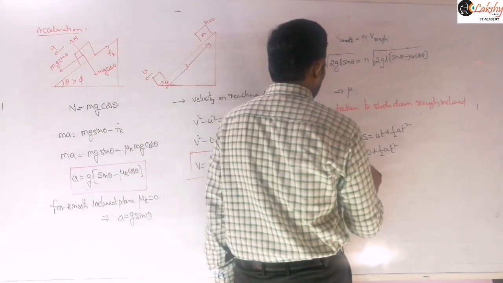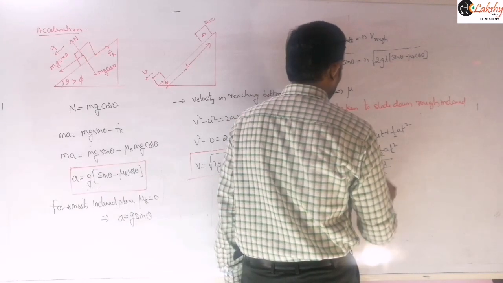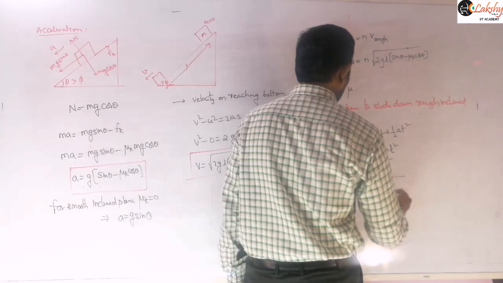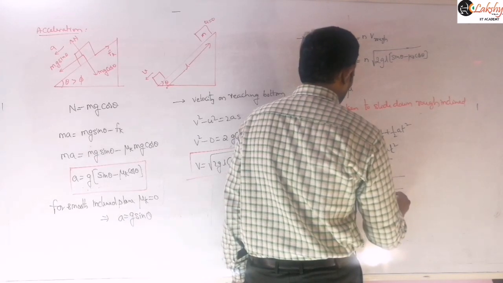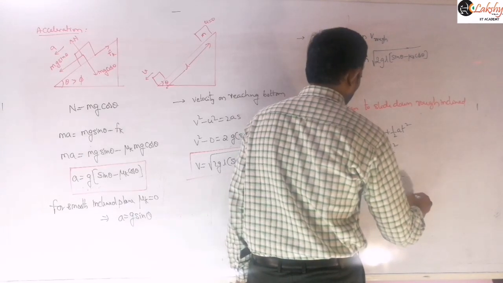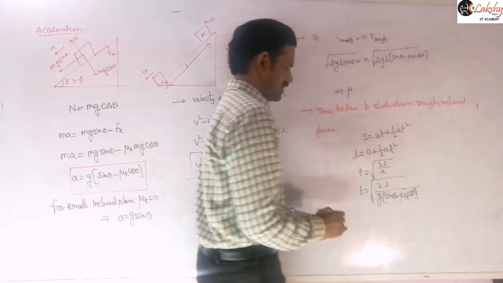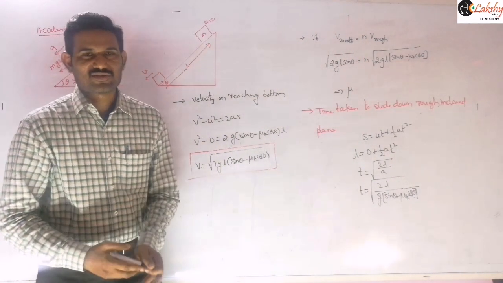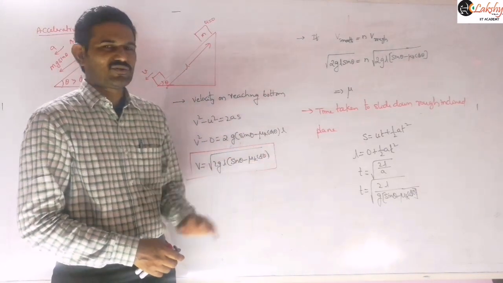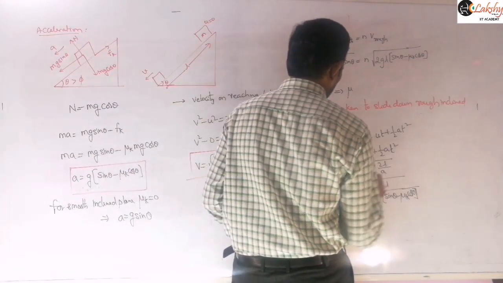Therefore, t is equal to the square root of 2L by a, which is nothing but the square root of 2L by g of (sin theta minus mu k cos theta). Every time I am writing mu k, but in most problems only one mu value will be given, so you just need to write the mu value. So, this is the time taken to slide down this rough inclined plane here.